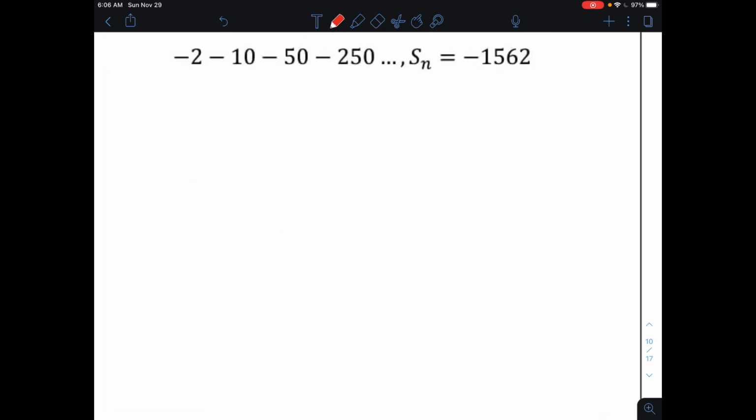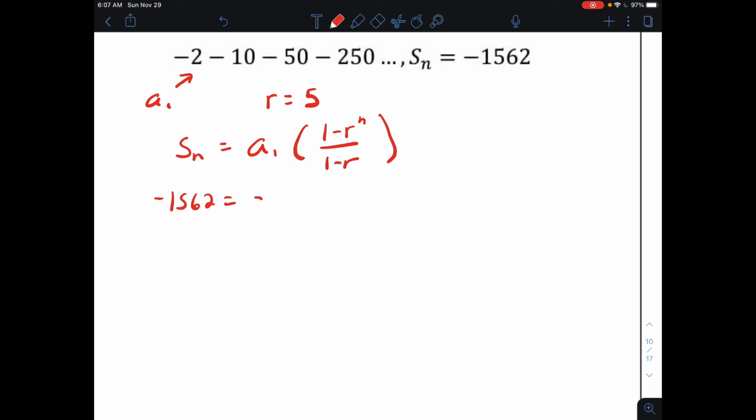All right, next one. I'm given the first few terms in a geometric series, and given that the sum is equal to -1,562, I want to know how many numbers I added together. Well, I'm going to start identifying information. a1 is going to be -2. r in this case is 5, since I'm multiplying by 5 every time. And so our summation formula Sn is equal to a1 times 1 minus r to the n over 1 minus r. We plug in the information that we're given. So -1,562 is equal to -2 times 1 minus 5 to the n power over 1 minus 5.